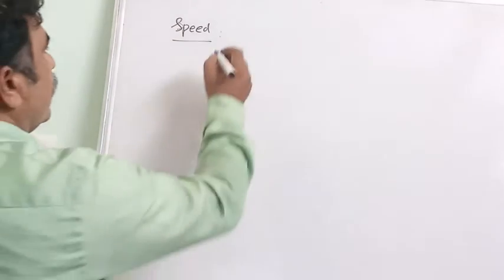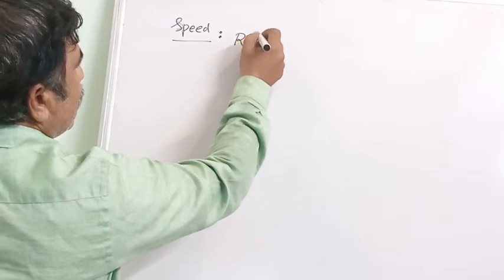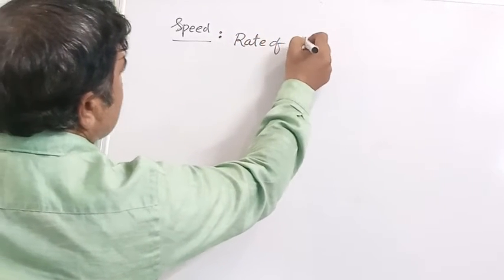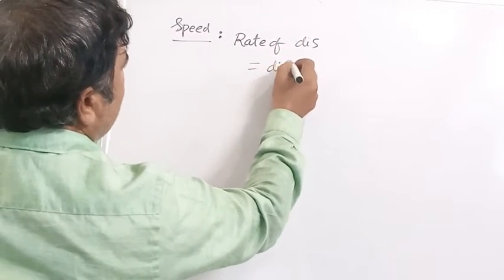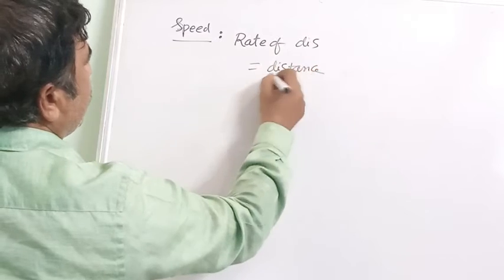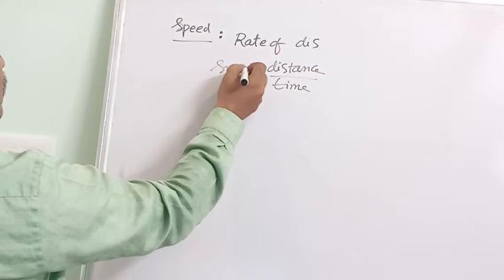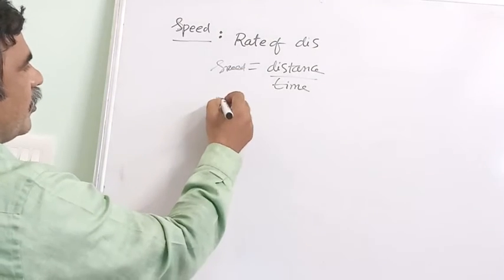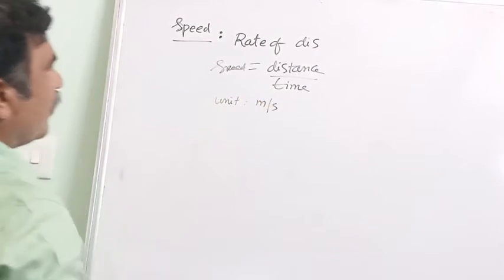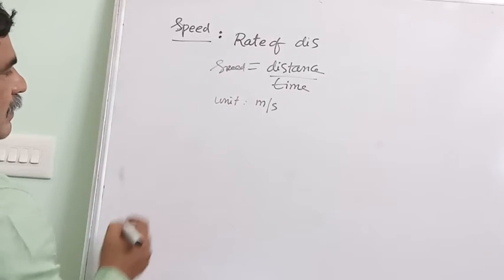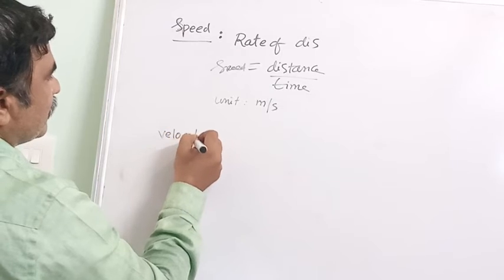Okay. Now speed. What is speed? It is nothing but rate of distance. That means distance by time. Distance by time is named as speed. Unit is meter per second. Now what is velocity?